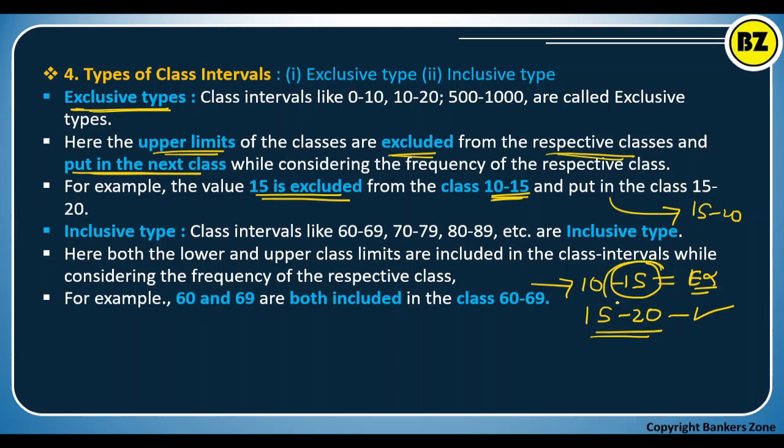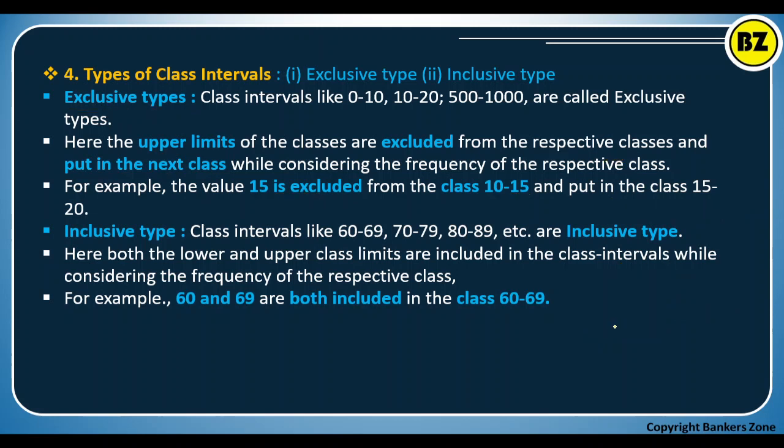That means the upper class limit is excluded and will be considered in the next class or interval. Okay, what do you mean by inclusive type?